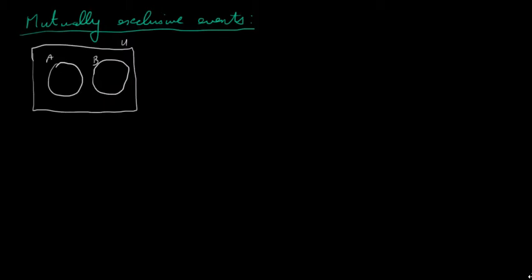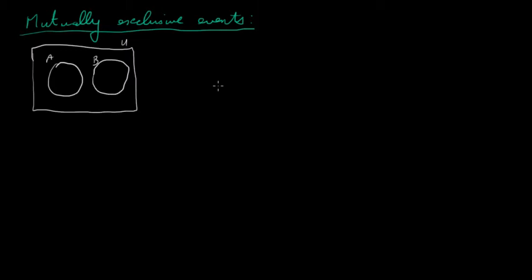Okay, so in this video we're going to talk about mutually exclusive events. Mutually exclusive just means that you're talking about two or more events that cannot occur at the same time. So if we were to look at it in set notation or a set Venn diagram, we'd be talking about set A here and set B here, and there's no overlap.